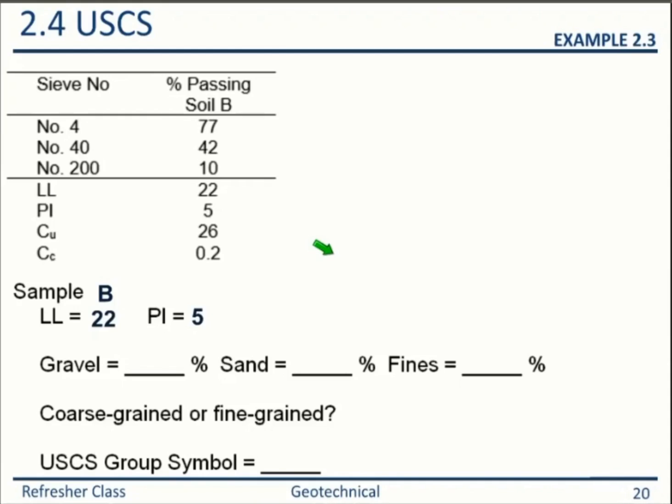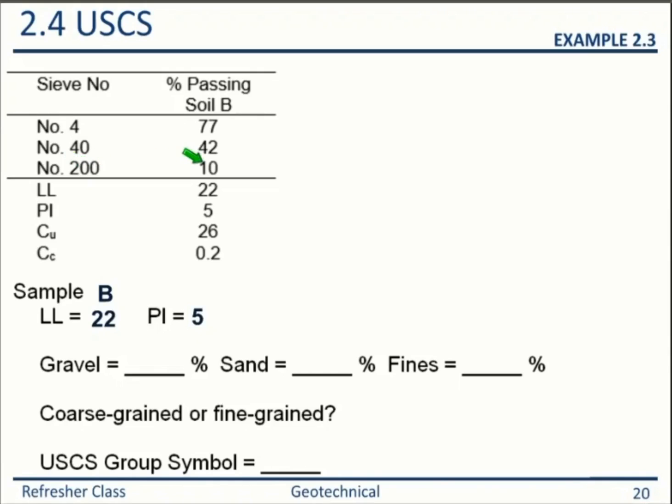This is a coarse grain soil, right? From number 200, only 10% is passing. Therefore, this number 200 sieve is very, very important. Number 200 sieve is an identifying gate. The percentage passing through it is always very, very important. In this case, 10% is passing, 90% is not passing.